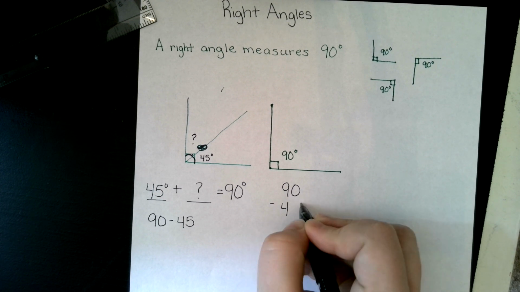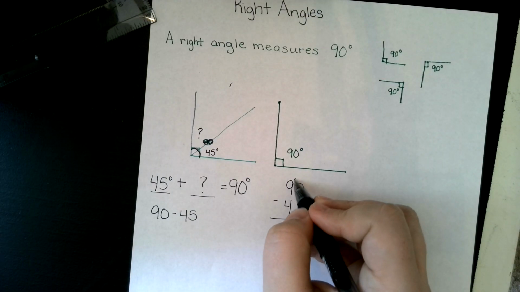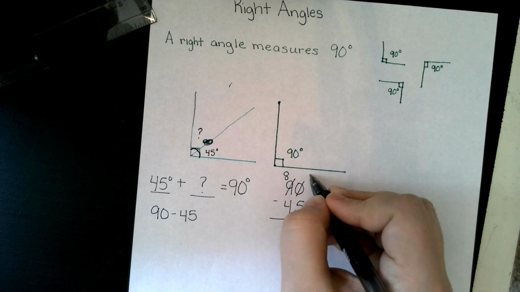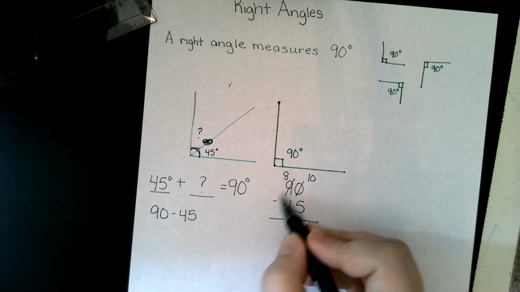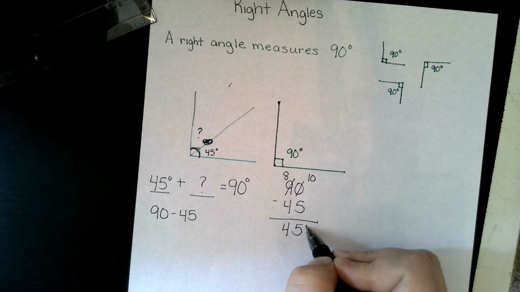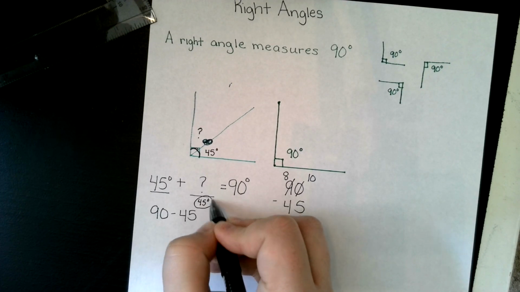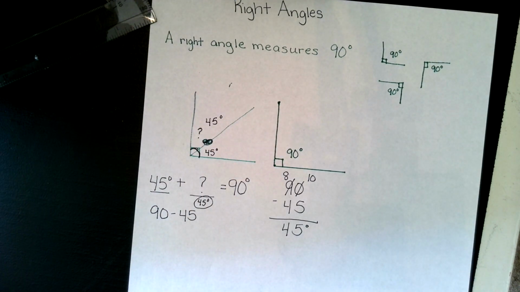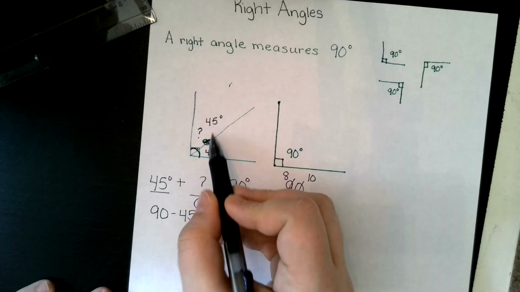If I have no ones, I can't take away 5 ones. I'm going to decompose a 10. 8 tens and 10 ones. 10 take away 5 is 5. 8 take away 4 is 4. 45 degrees. So half of a right angle, if I split it into 2 equal pieces, they would be 45 degree angles. 45 plus 45 equals 90.